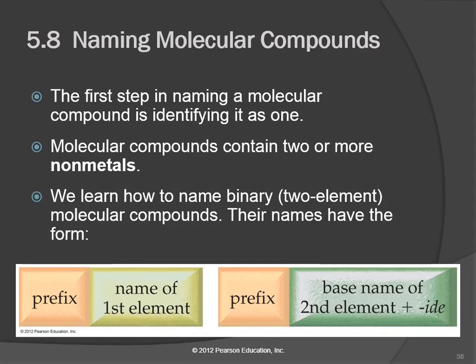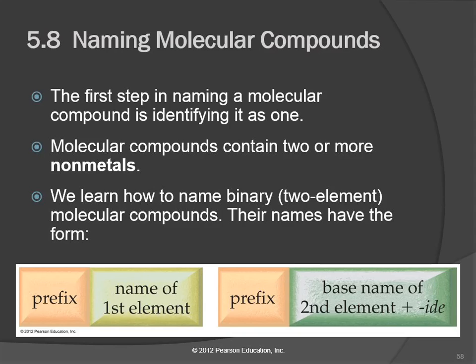Molecular compounds. Molecular compounds have two or more nonmetals, because you can't have an ionic compound with just nonmetals. They're all going to have negative charges and they're going to repel each other. They're going to run screaming away from each other. So nonmetals form molecular compounds.